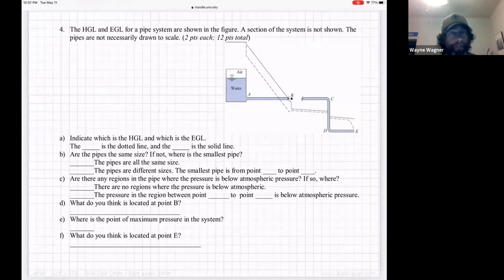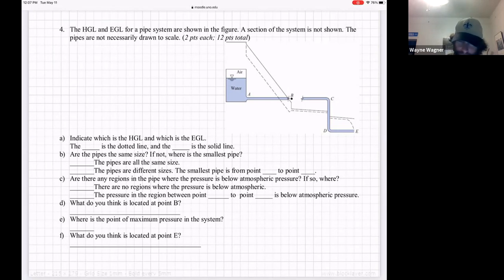All right, so I just kind of wanted to talk about this because I don't want to draw an HGL, EGL. We're kind of low on time, but I really like this one. It's got some weird things going on here. Okay, the HGL and EGL for a pipe system are shown in the figure. A section is not shown, so I just cut out a bit of it.